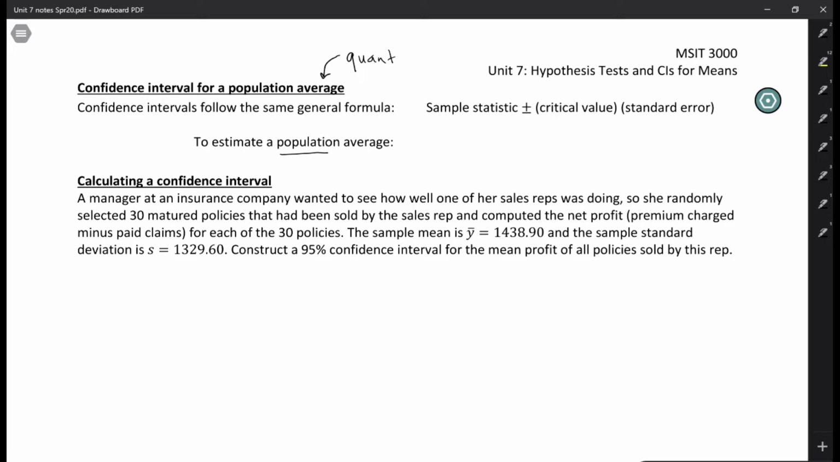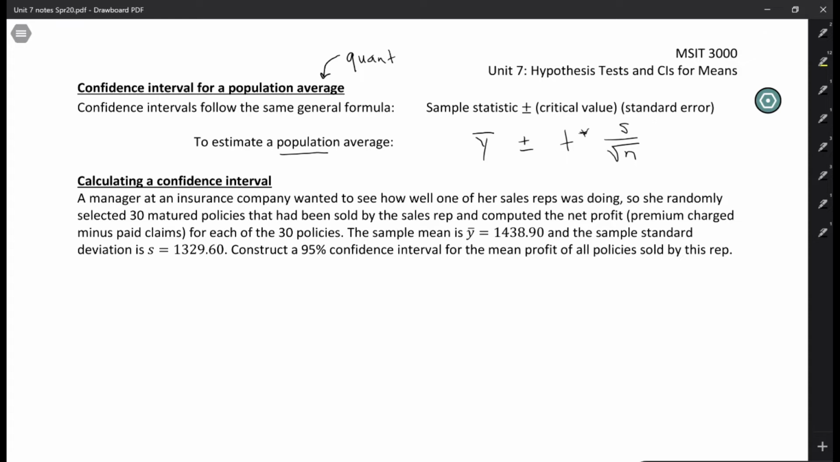So we're going to use the same basic format that we used in the previous unit. It's going to be a sample statistic plus or minus a critical value times a standard error, but we're going to be plugging in different values. So our sample statistic is going to be a sample mean, because that's our best guess of the population mean. The critical value here is going to be T star. So I'll show you how to calculate that in just a second. It's similar to Z star, but it uses a T distribution. And then the standard error is the formula that we learned in class. So that's the sample standard deviation S over the square root of N.